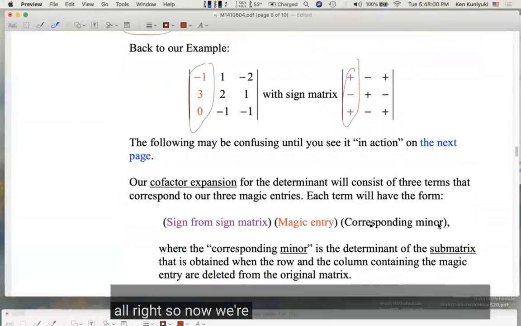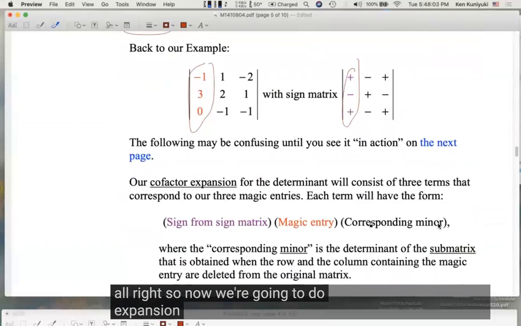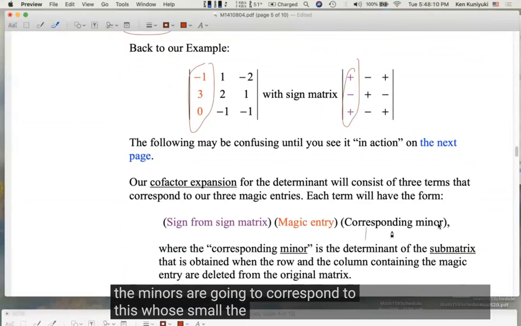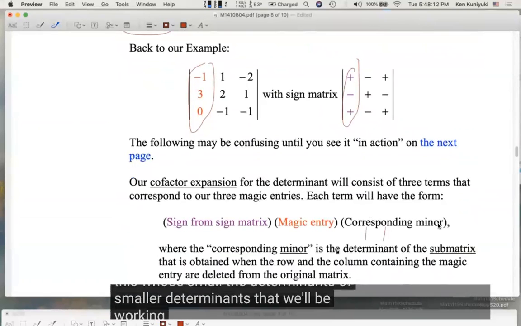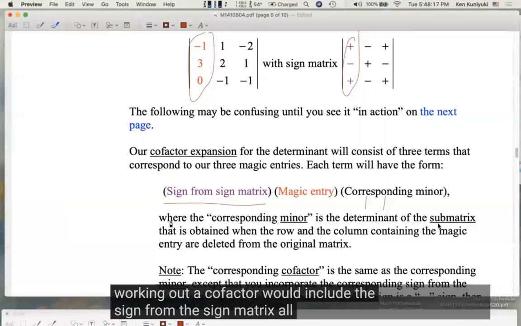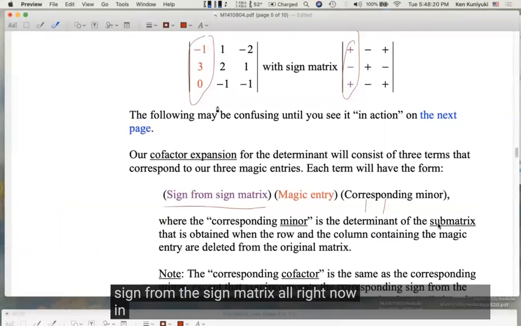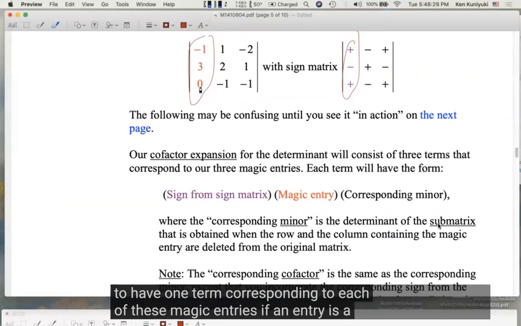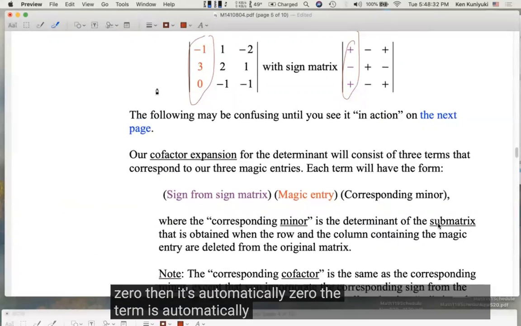All right, so now we're going to do expansion by cofactors or by minors. So the minors are going to correspond to the determinants of smaller matrices that we'll be working out. A cofactor would include the sign from the sign matrix. All right. Now, in the cofactor expansion, you're going to have one term corresponding to each of these magic entries. If an entry is a 0, then the term is automatically 0. That's why we love 0.